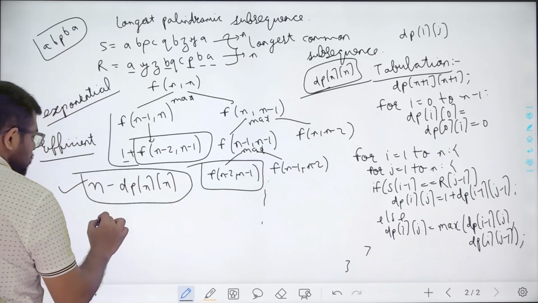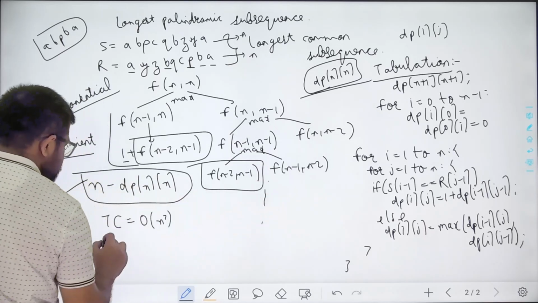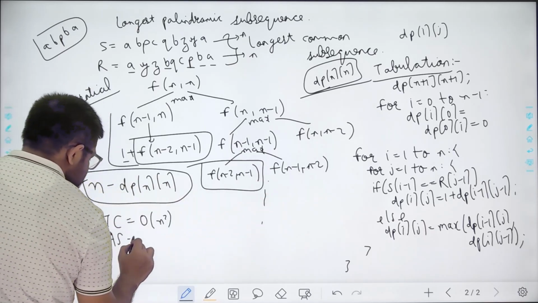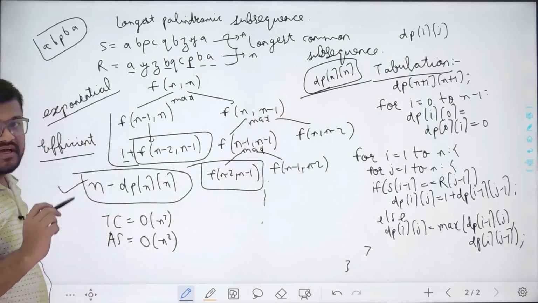And I will return this. What would be the time complexity? It would be big O of n square because we are using two for loops here. And what would be the auxiliary space? It will also be big O of n square because we are using this dp table of size n square.